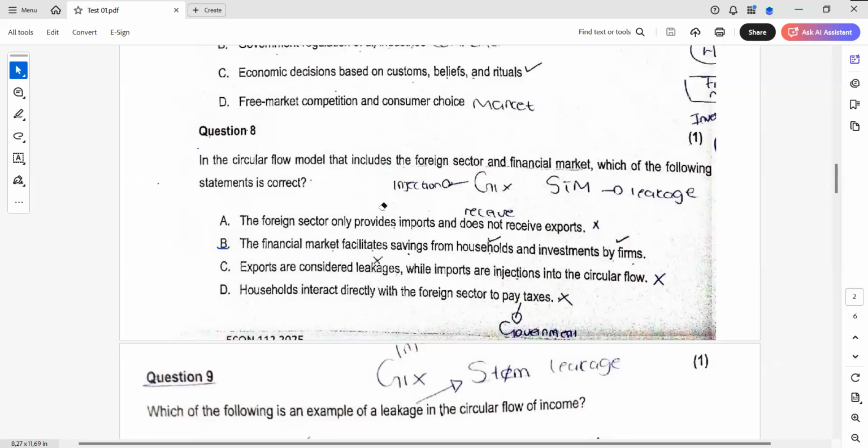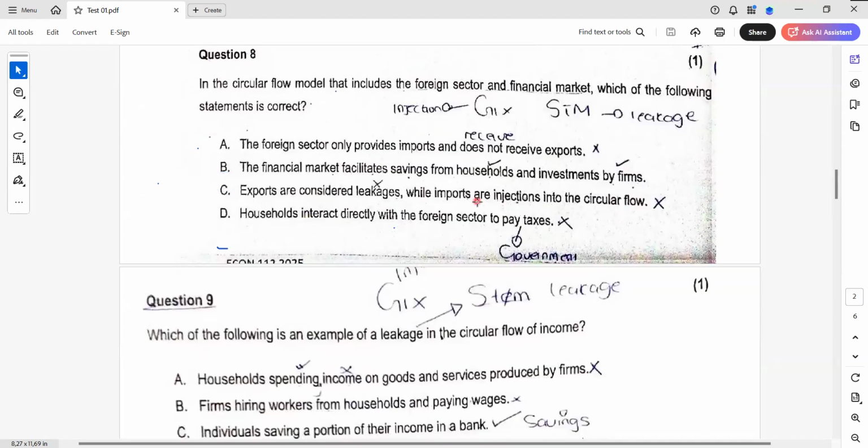And then the next option: households interact directly with the foreign sector to pay tax. This one, guys, is not correct. You can also see, why will households pay tax to the foreign sector? Because they pay tax to the government.